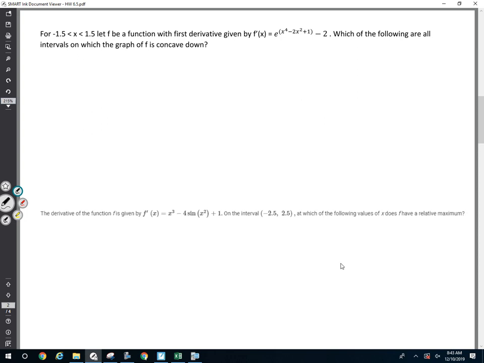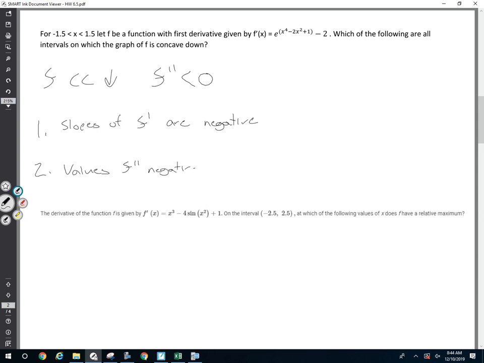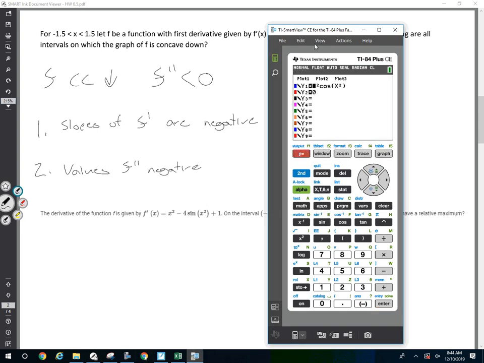All right, negative 1.5 to 1.5. We got f prime. When is f concave down? F is concave down when f double prime is negative. F double prime is negative if you graph f double prime and see when it's negative, or see when the slopes of f prime are negative, or the values of f double prime are negative. Two ways to go about this. I'll do both ways.